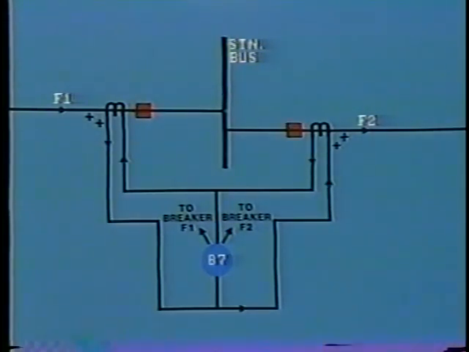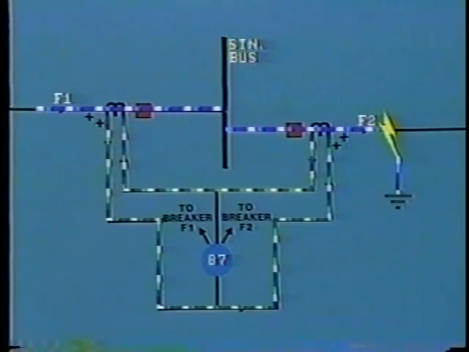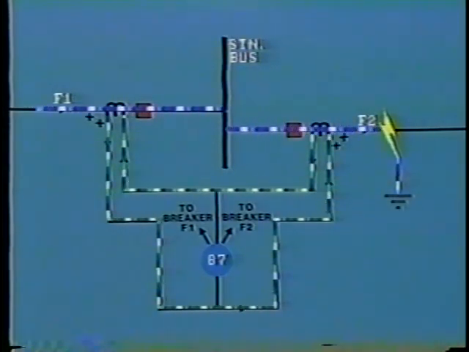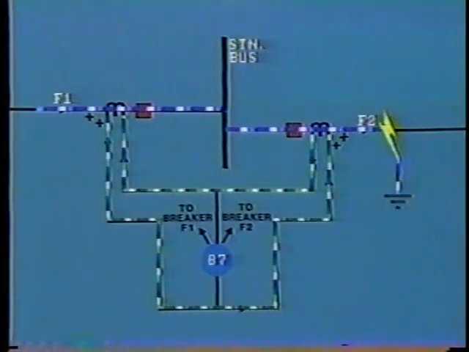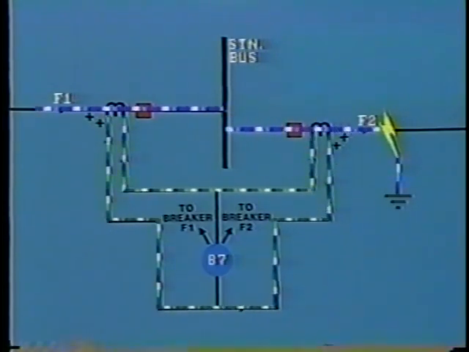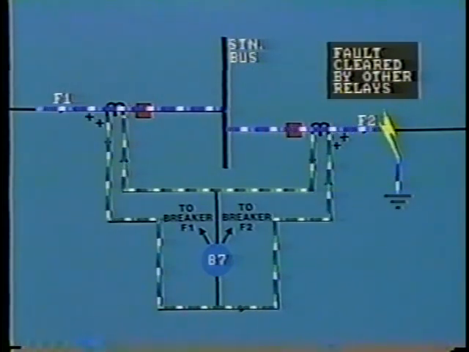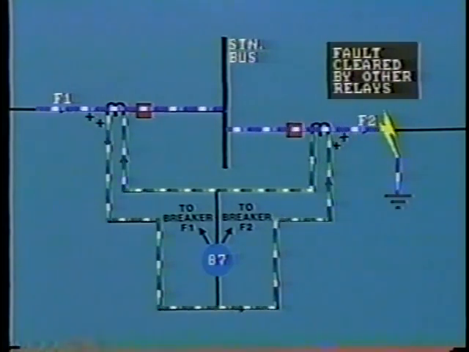How will this differential relay act in the case of a fault out here on F2, that is, a through fault? Well, the current in each CT is now balanced, even though it is higher than normal, so the relay will not trip. Is this good? Well, the answer is yes. We want the relay to be selective and operate only for an internal fault. This allows the fault on F2 to be cleared by other relays, opening breaker F2 but leaving the bus energized.